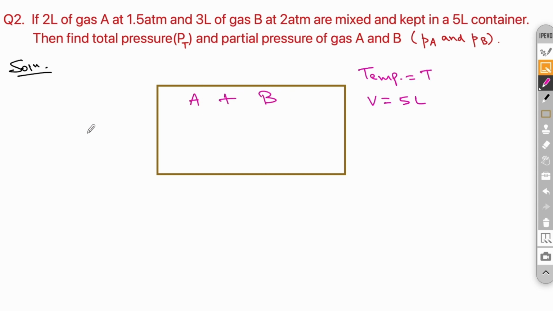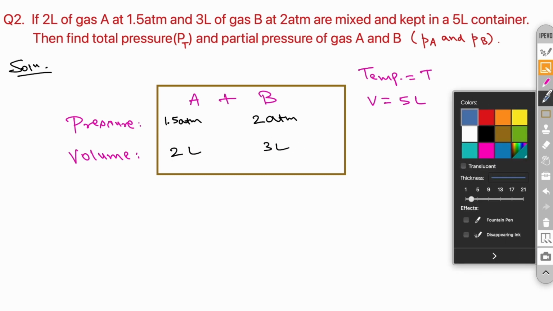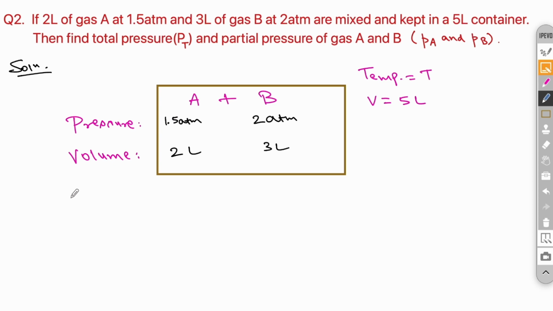The gases present here are A and B. The pressure and the volume of both of these gases are given, that is 1.5 atm and 2 atm, and volume 2 liter and 3 liter respectively, right? So simply we'll find out moles of both these gases.